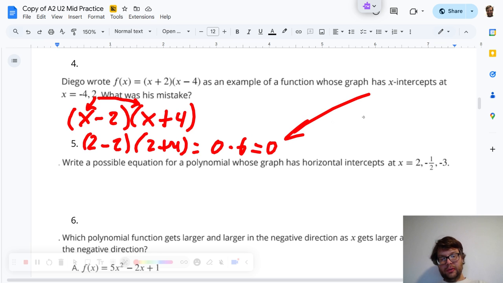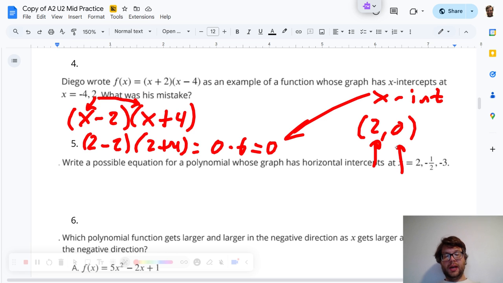When you get an answer of 0, that's what it means to be an x-intercept. Think about an x-intercept, (2, 0). I plugged in 2. I got an answer of 0. Same idea if I plug in minus 4. This part doesn't equal 0, but that part does.